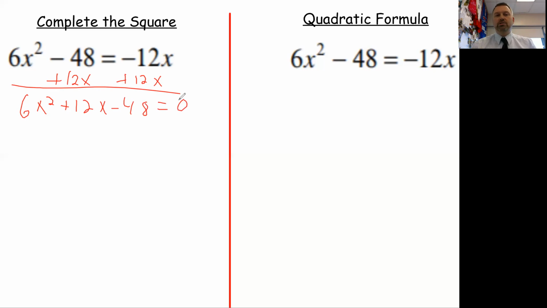Remember when you're completing the square, that leading coefficient, that quadratic term, has to have a coefficient of 1. And if it doesn't, that's your first job. So it's not really a matter of what do I factor out? It's just there for you to factor out. So in this case, I'm going to factor out a 6. Okay, so 6 times what?